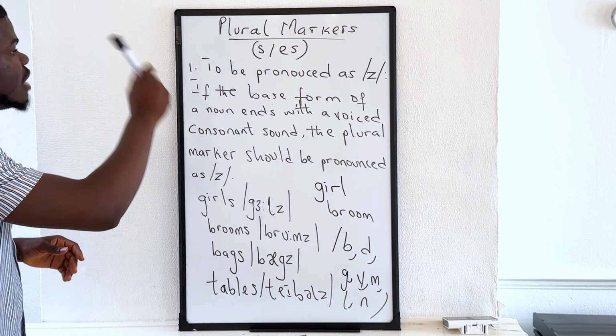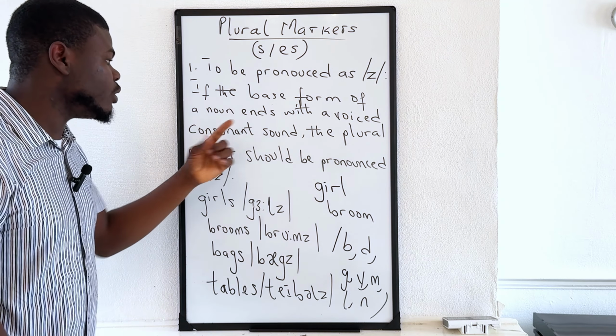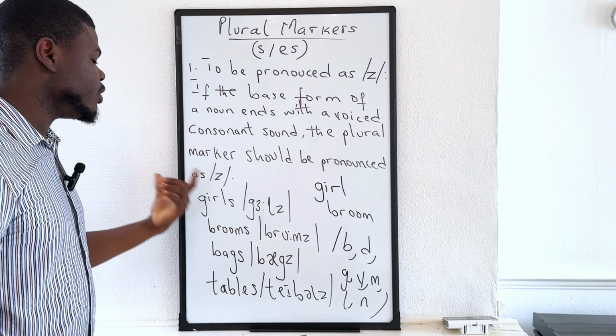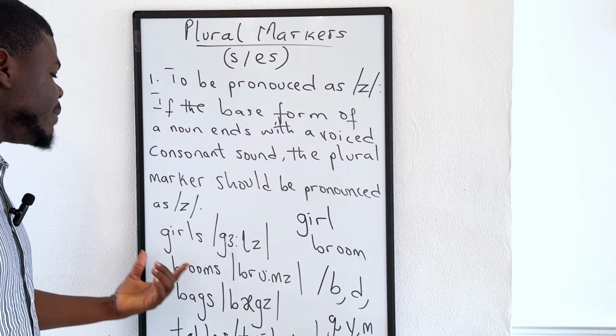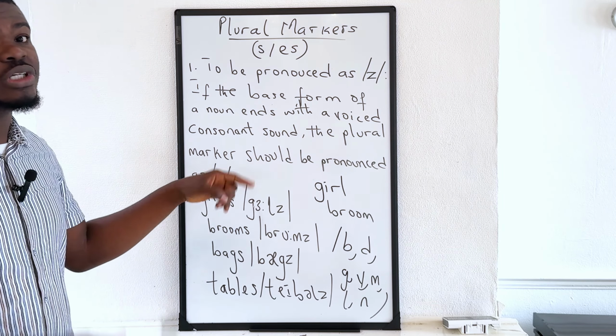To be pronounced as Z, if the base form of a noun ends with a voiced consonant sound, the plural marker should be pronounced as Z. So we've got girls, brooms, bags, and tables. Put more nouns that follow these rules in the comment section.